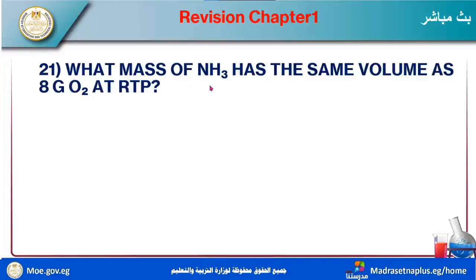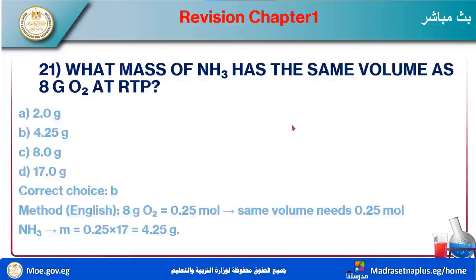Now, I want the volume at RTP. You have 0.25 times 24. Now you know the volume. If you want the mass, times 17. If you want volume, times 0.25 into 24. If you want the mass, the molar mass of NH3 equals 17 here. 0.25 times 17 equals 4.25 grams. This answer is B.